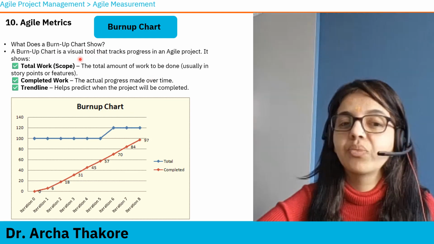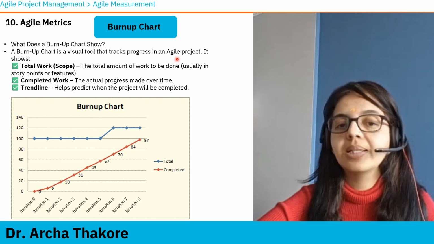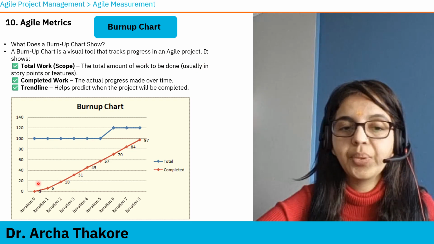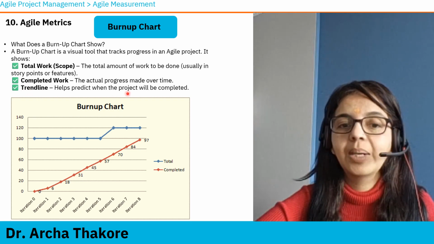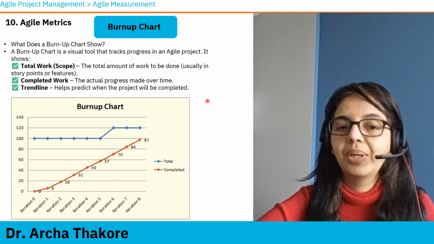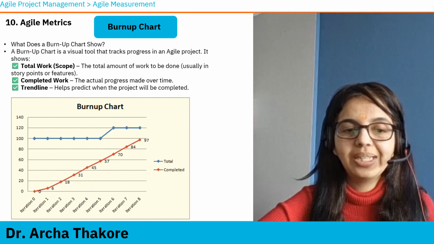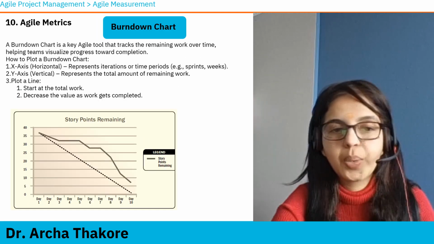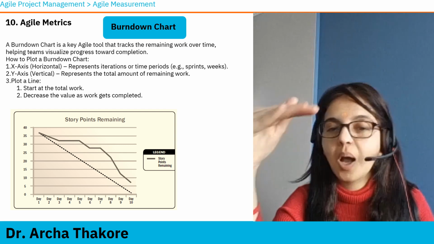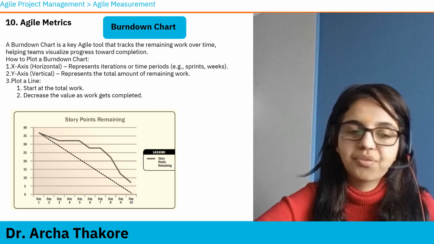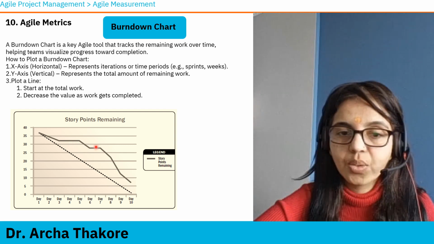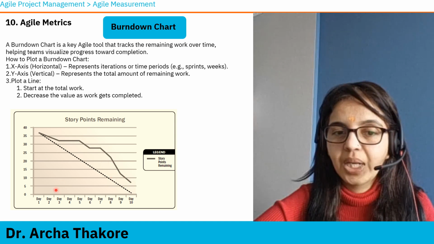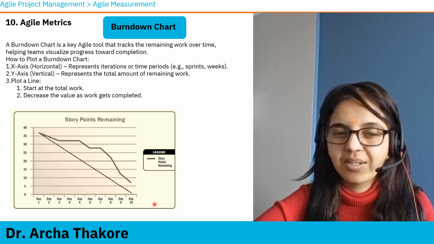A burn-up chart is a visual tool that tracks progress in an agile project. It shows total work here, completed work here, and a trend line that predicts when the project will be completed. All right. Now let's talk about the burn-down chart. Opposite of a burn-up chart, a burn-down chart shows how many story points are left. Okay, so this is story points remaining, how many story points are remaining in each day or in iteration.